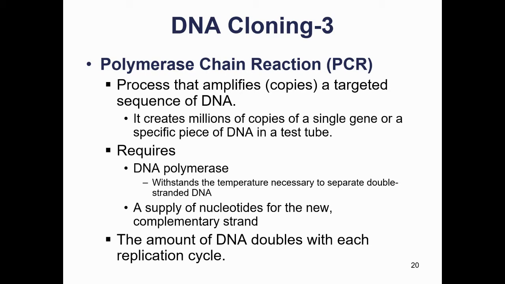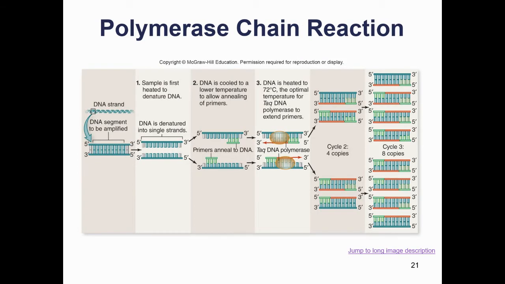Now, in order to do polymerase chain reaction, we actually extract DNA polymerase from a bacteria called Thermus aquaticus. It lives in hot springs, in geysers, in hot water, so it can withstand the high temperature that we have to subject the DNA to, to separate those double strands so that DNA polymerase can get in there and get to work. We also have to continuously supply nucleotides. We have to start with lots and lots so that DNA polymerase can keep building those complementary strands. And every time we go through a cycle of replication, we double the amount of DNA.